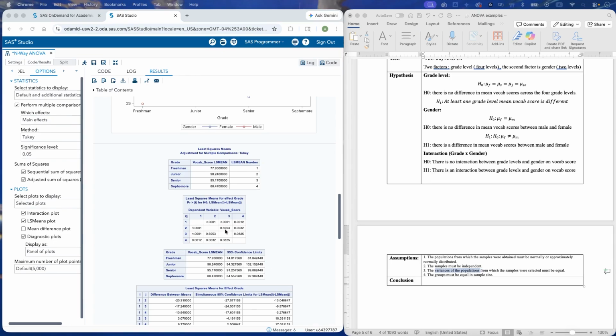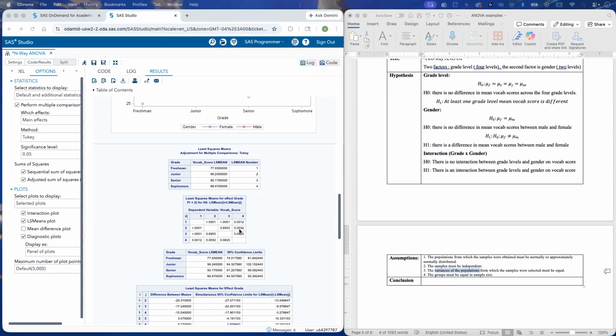2 and 3, junior and senior, we don't have any changes. And 4, we do have statistical difference in vocab scores, and so on. So we can actually study which ones have statistical difference and which ones do not in terms of the vocab scores.